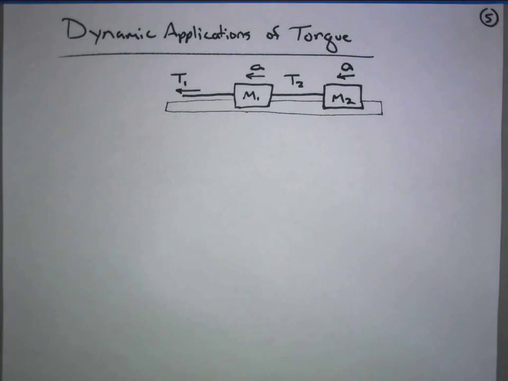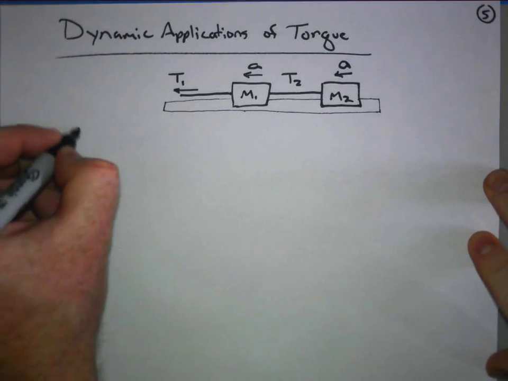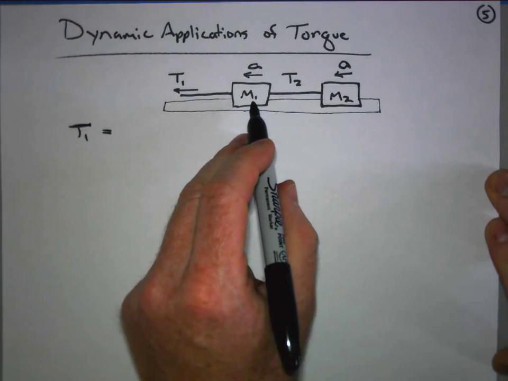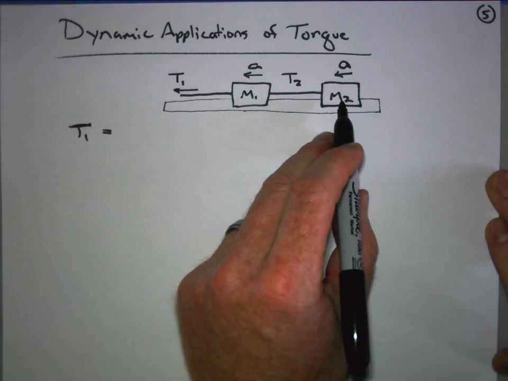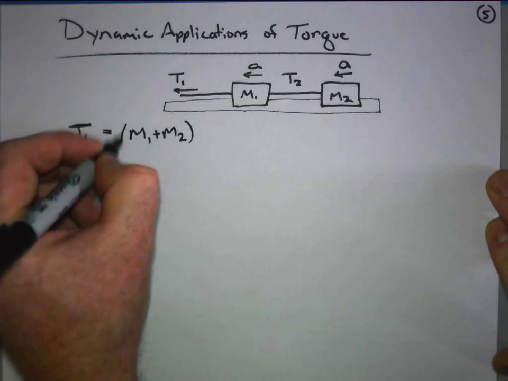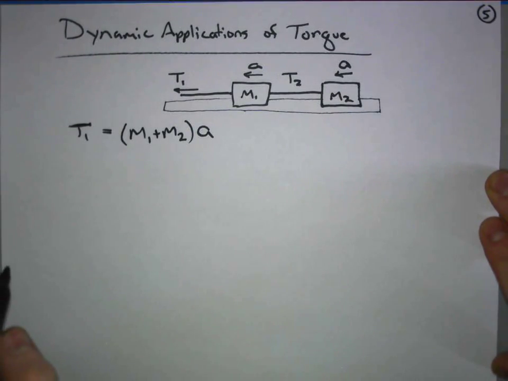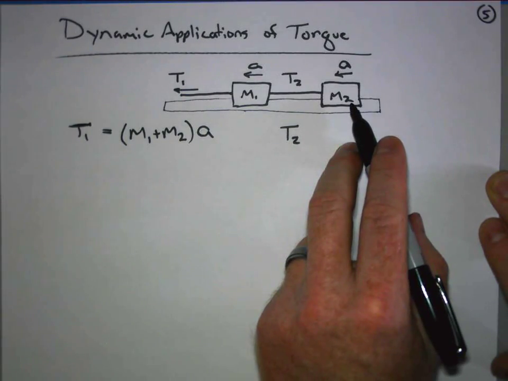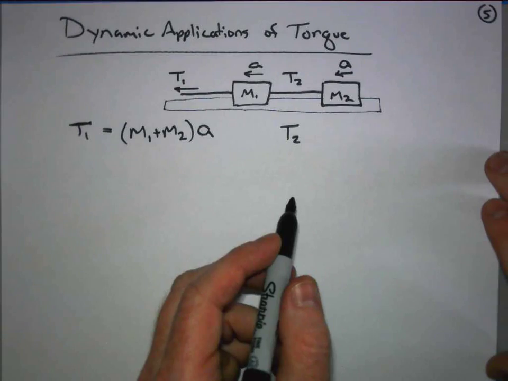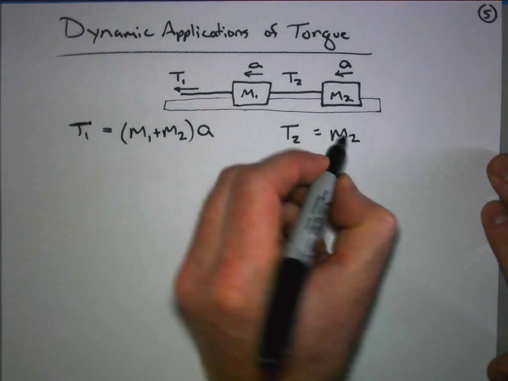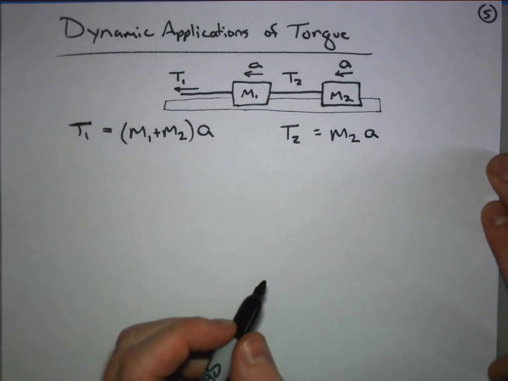However, it's easy to see that the tension in the two strings are not going to be the same. What we know is that tension number 1 will produce an acceleration in mass 1, but it's also accelerating mass 2. So there we go. Tension number 2 is only affecting this guy, really. And so you have m2 times that acceleration.